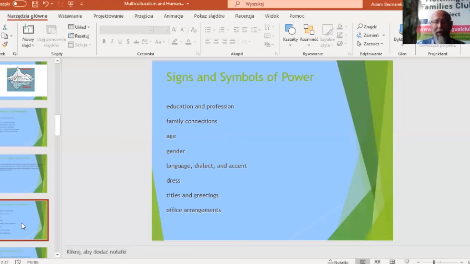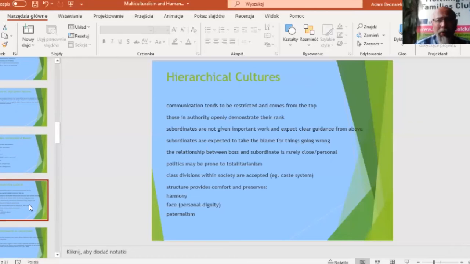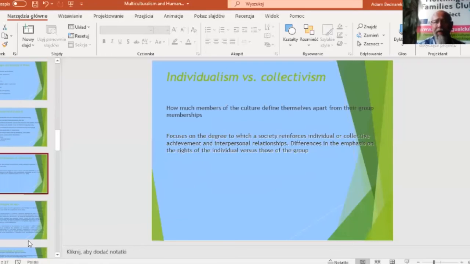So we have the signs and symbols of power here. We have education, profession, family connections, age, gender, language, dialect, and accent, dress, titles, greetings, office arrangements, all types that put us within a certain hierarchy in which elements of culture are then structured. And they're structured according to, if you remember at the beginning, various historical, symbolic, mental, behavioral, whatever types of elements that make up that particular culture. So definitely, we're going to have cultures like this around the world. So in hierarchical cultures, communication tends to be restricted and comes from the top and goes to the bottom, right? So we're talking about areas where we're talking about, let's say, certain harmony in a society where certain rules simply cannot be broken, because with them comes the entire strategy behind the culture.